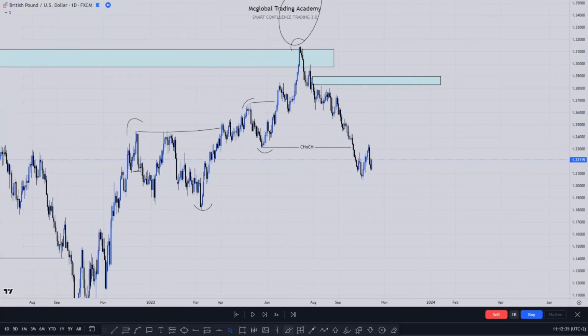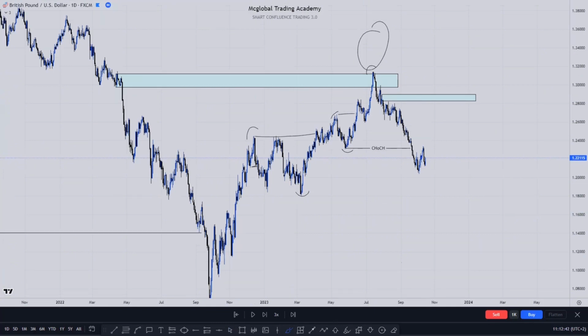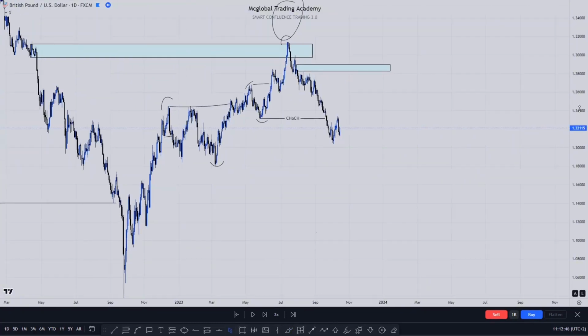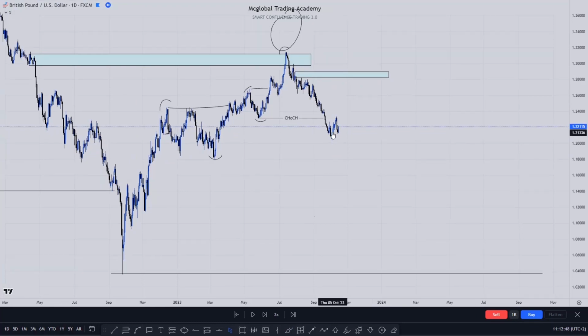Meaning we're anticipating something like a pullback before a continuation, a pullback before a continuation to the downside. So we're currently in a bearish structure, currently internally on GBPUSD. So October, I just want to show you how you could have maximized opportunity.